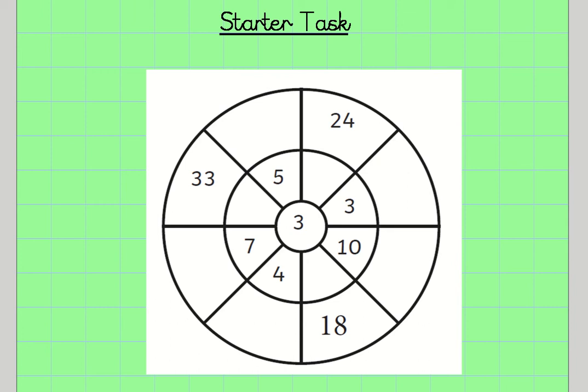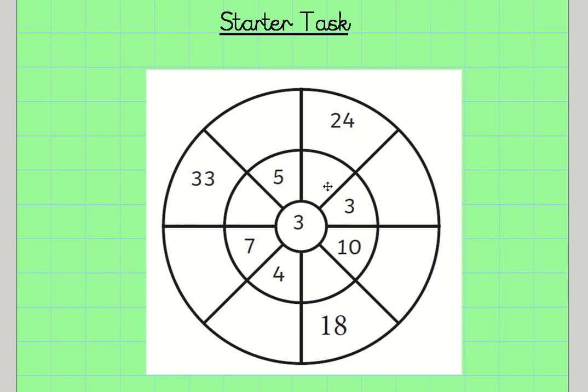What I'd like you to do first is have a go at filling in this number wheel. You use 3 in the middle and we're multiplying it by the numbers in the next ring, and the answer is on the outside ring. So you need to think with this one, for example, what is 3 times 5? But with this one, you're thinking, what do I times by 3 to make 24? Which would be the same as 24 divided by 3 equals what?